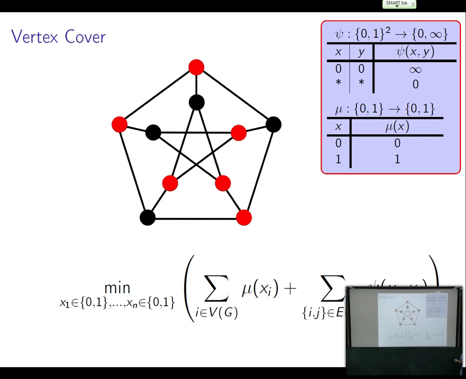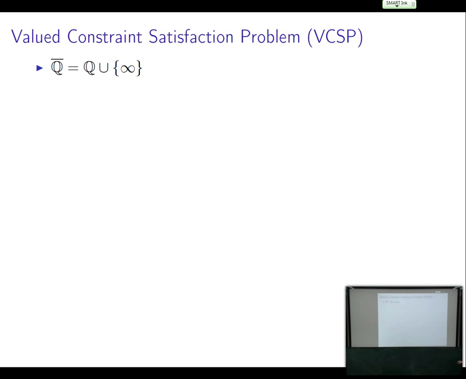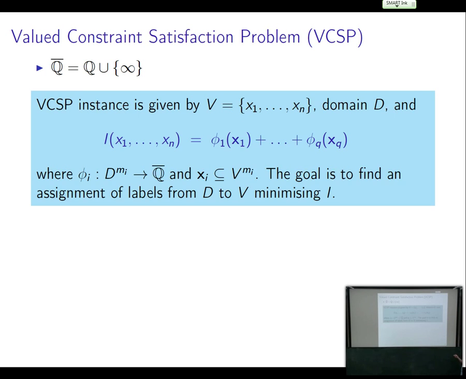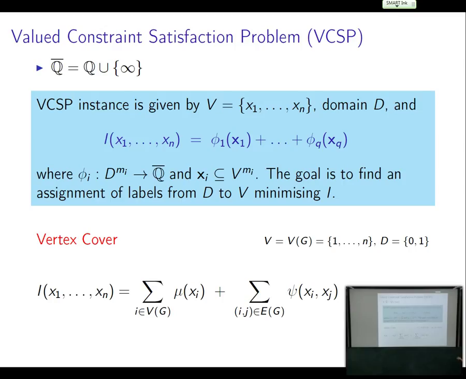So in general, these kinds of problems are called CSPs, or valued CSPs, valued constraint satisfaction problems. And the notation used is, by Q bar, I'll mean the set of all rationals together with positive infinity. And the general framework is, as you might expect, you are given n variables, x1 through xn, and a finite set D, which is the domain. In the previous examples, it was 0, 1. And the objective function is given explicitly as a sum of, say, q terms. Each term is a function of fixed arity. So in the previous example, it was either 1 or 2. And the goal is to find an assignment of values from the domain to the variables that minimizes this quantity. So in the vertex cover example, D was 0, 1. The set of variables was the set of vertices of the graph, and this was the objective function.